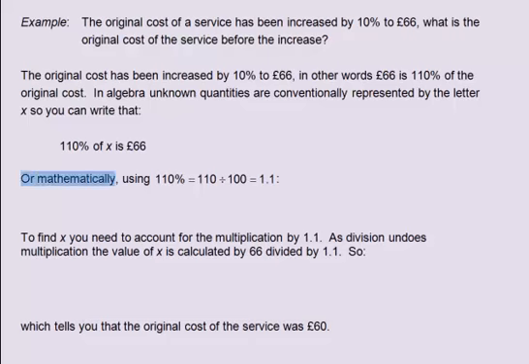Or, mathematically, using 110% equals 110 divided by 100, which equals 1.1, x multiplied by 1.1 equals £66. To find x, you need to account for the multiplication by 1.1. As division undoes multiplication, the value of x is calculated by 66 divided by 1.1. So, x equals £66 divided by 1.1, which equals £60, which tells you that the original cost of the service was £60.